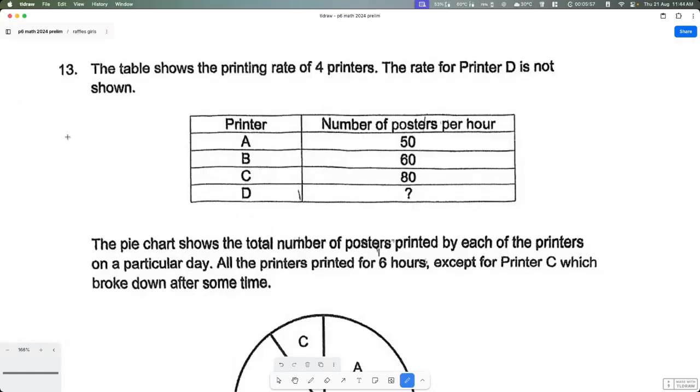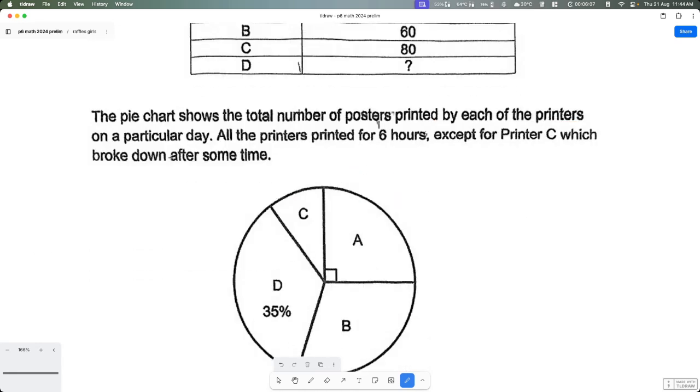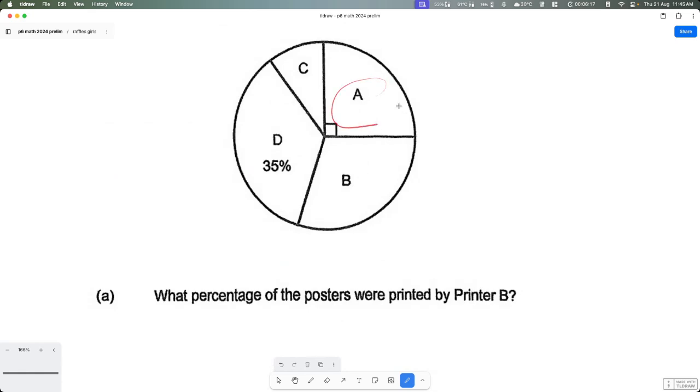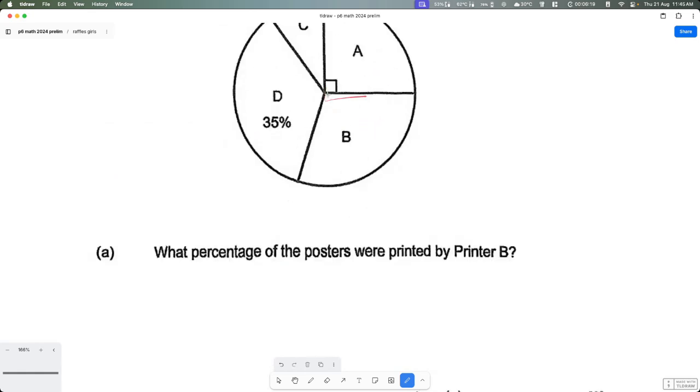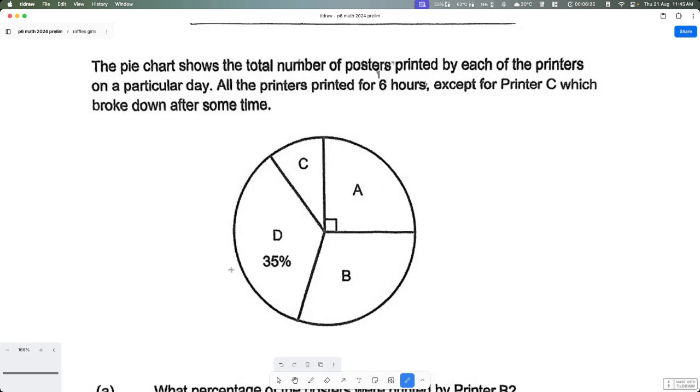Question 13. The table shows the printing rate of 4 printers. The rate for printer D is not shown. The pie chart shows the total number of posters printed by each of the printers on a particular day. All the printers printed for 6 hours except for printer C, which broke down after some time. We have A, which is a quarter of a circle, D is 35%, and B and C are unknown. What percentage of posters were printed by printer B?